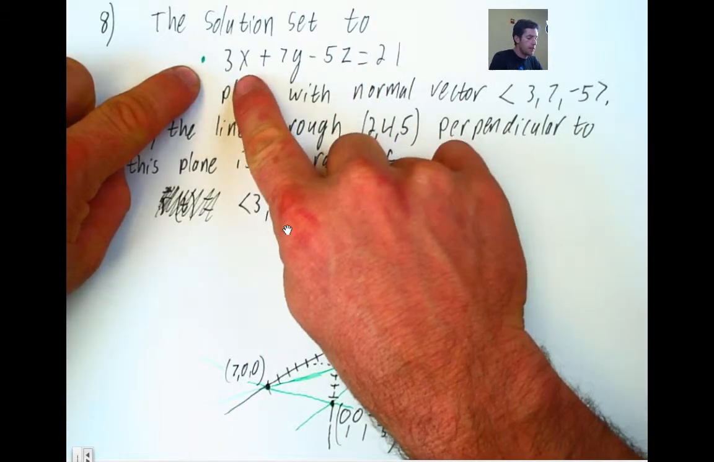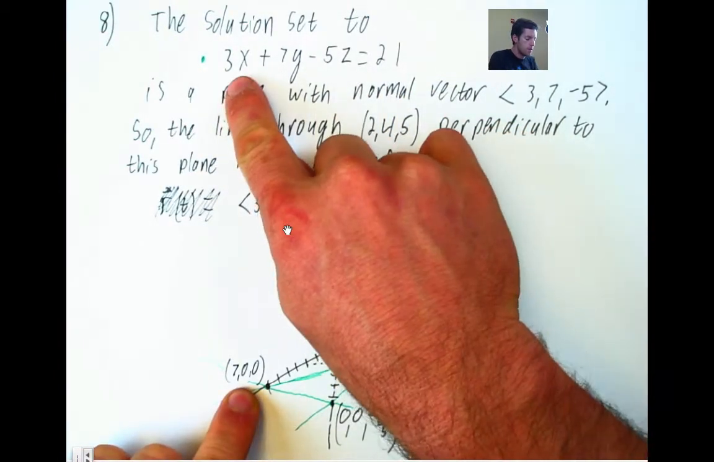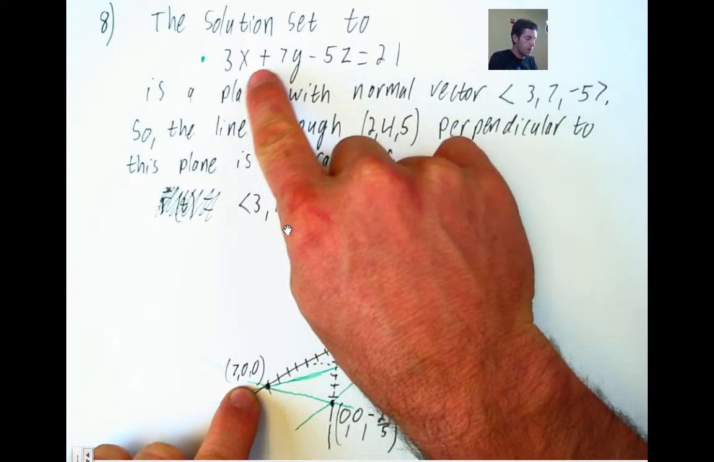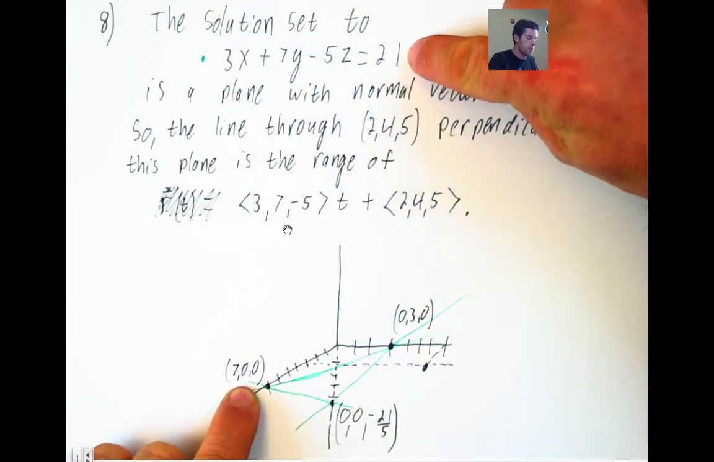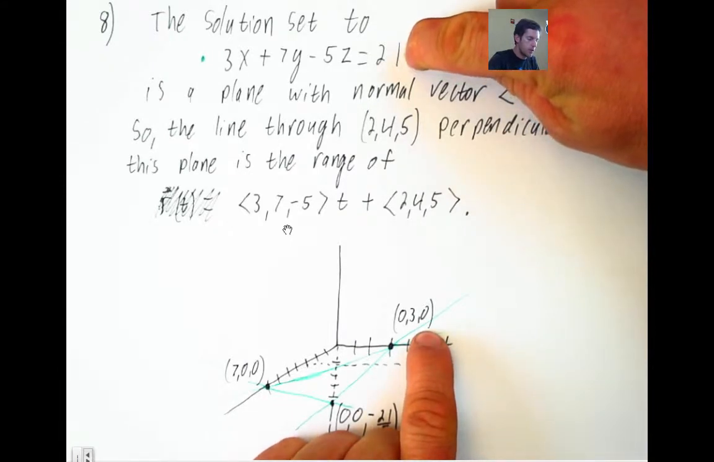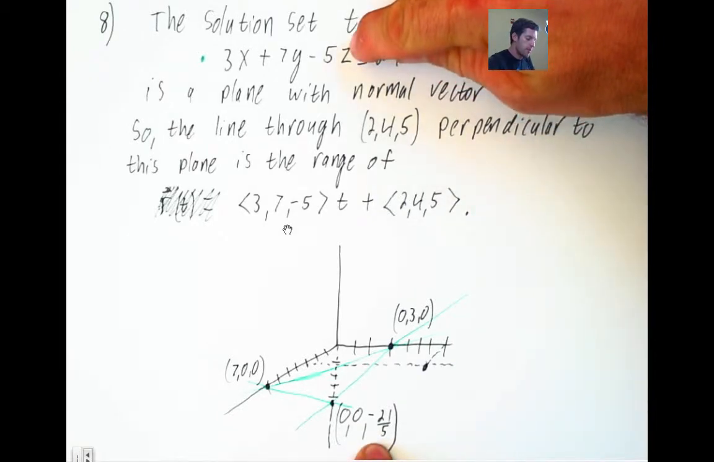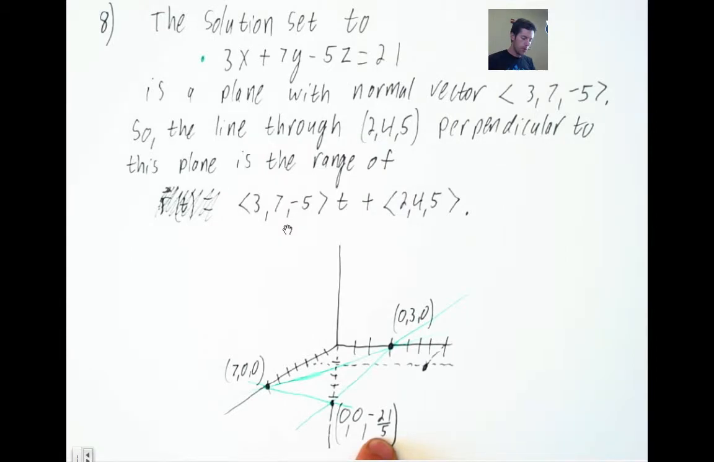Certainly 3 times 7 is 21. So as long as I make these two terms disappear, 7, 0, 0 tells me to substitute in 7 for x, 0 for y, and 0 for z, and that would make this into a true statement. So 7, 0, 0 is one of the solutions to this equation. Similarly, 0, 3, 0 is another solution to this algebraic equation. And 0, 0, negative 21 over 5. So the 5 right there would cancel that 5 and leave me with a negative 21 times negative 1, or positive 21.